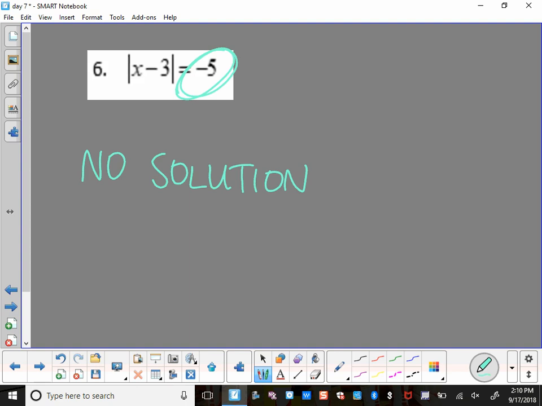Okay? Even if you did it, what did you guys get? Which numbers didn't work? Negative 2 and 8? Yeah, this is no solution. Absolute value cannot be negative.